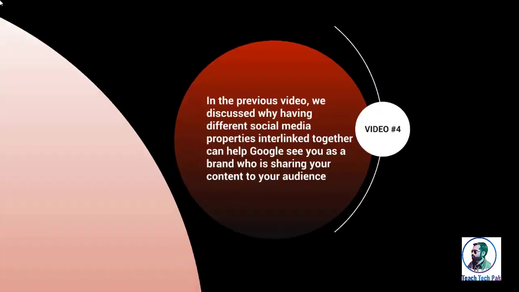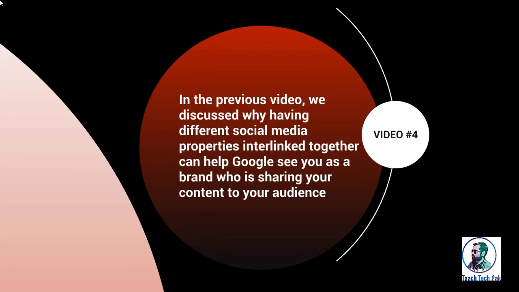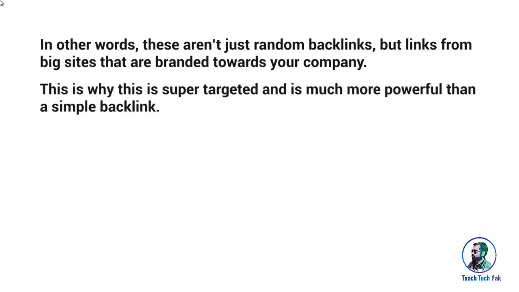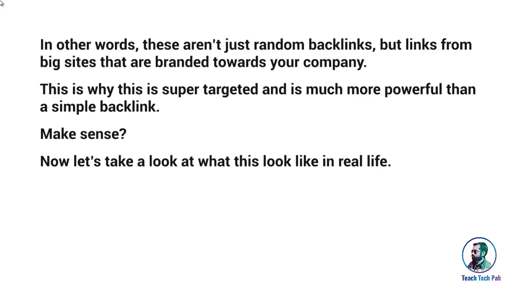So in the previous video, we discussed why having different social media properties interlinked together can help Google see you as a brand who is sharing your content to your audience. In other words, these aren't just random backlinks, but links from big sites that are branded towards your company. And this is why this is super targeted and is much more powerful than a simple backlink. Makes sense? So now let's take a look at what this looks like in real life.